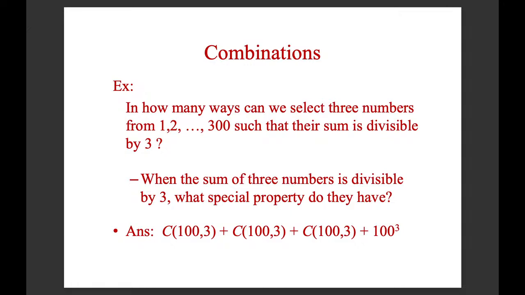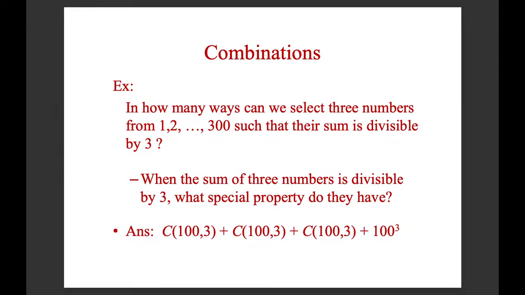So here is a simple problem. How many ways can we select three numbers from 1 to 300 such that the sum is divisible by 3? Now, this problem is about divisibility by 3. So we can naturally classify the numbers into three groups. The first group are those numbers that are multiples of 3, like 3, 6, 9, and so forth. The second group contains those numbers that are a multiple of 3 plus 1, like 1, 4, 7, 10, and so forth.